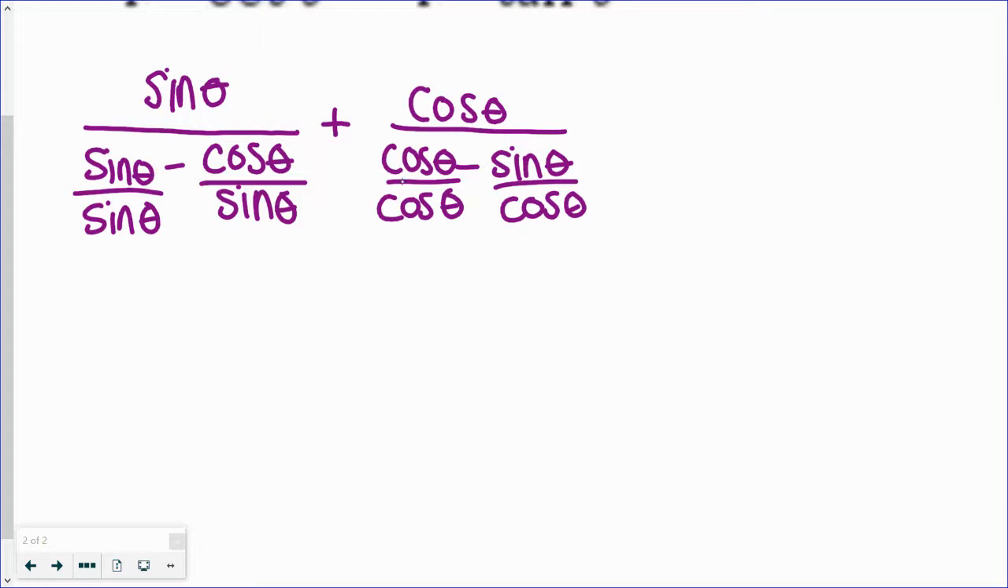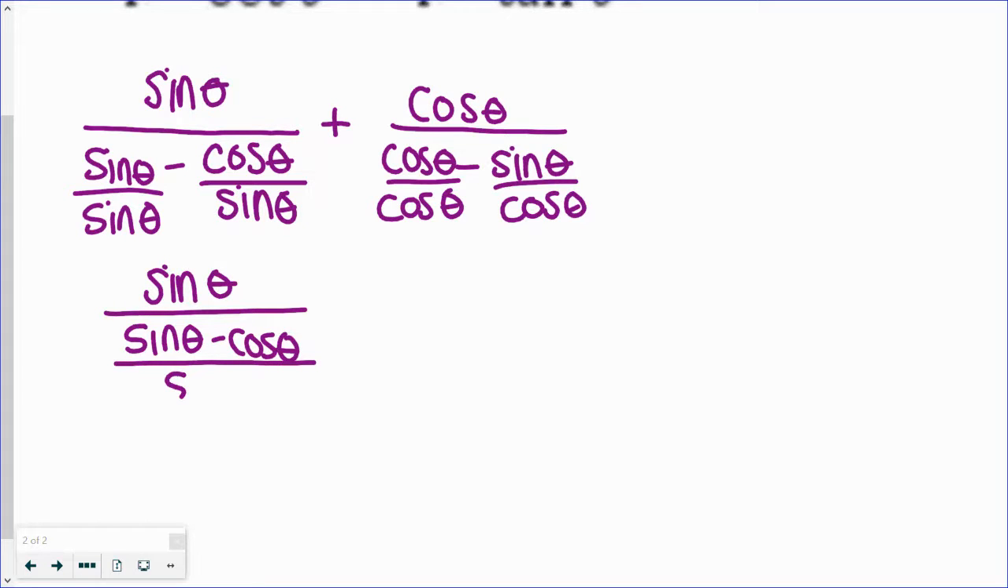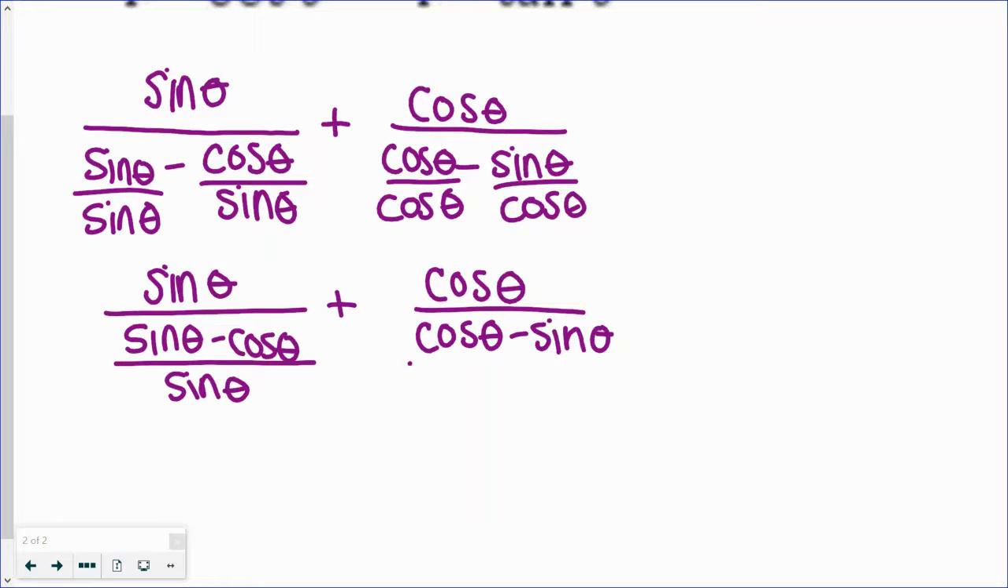Once we do this step to combine them, we're going to put sine on top, and then our denominator says sine theta minus cosine theta over sine theta plus cosine theta over cosine theta minus sine theta, all over cosine theta.